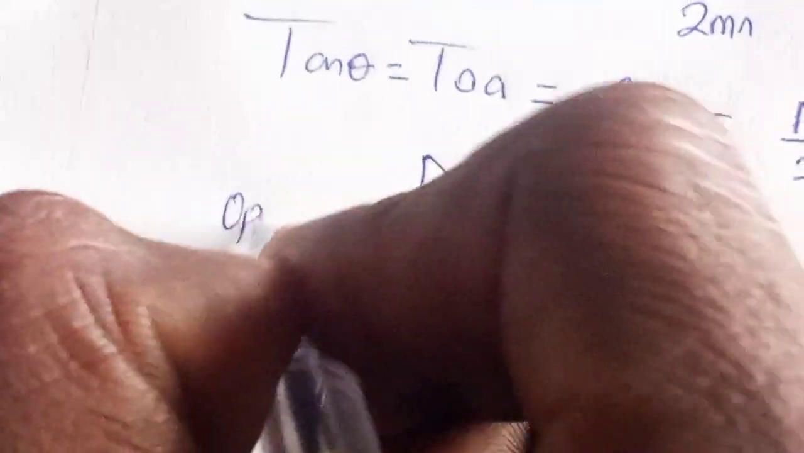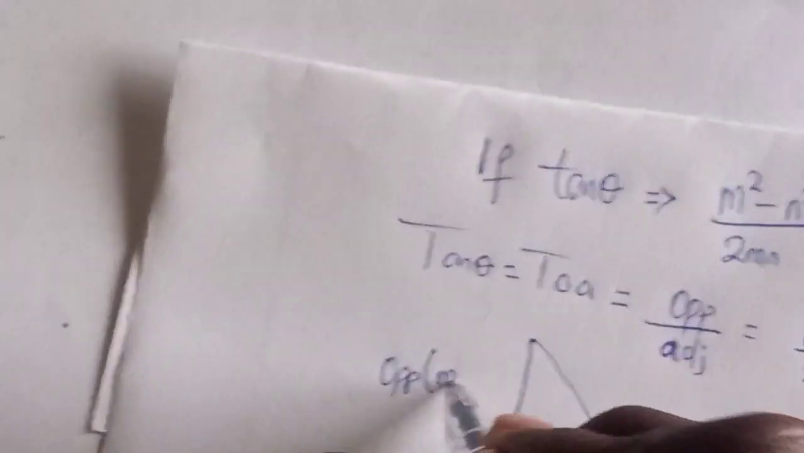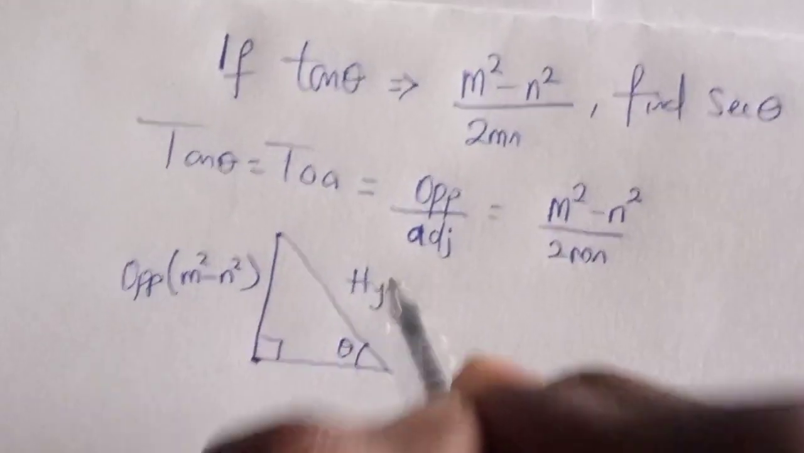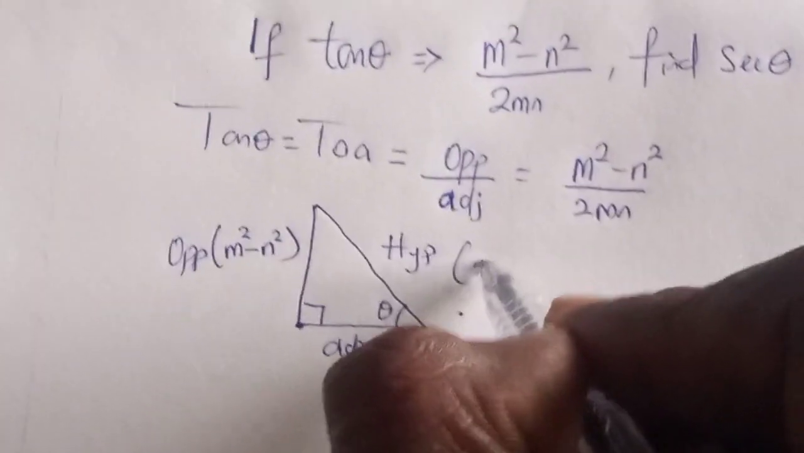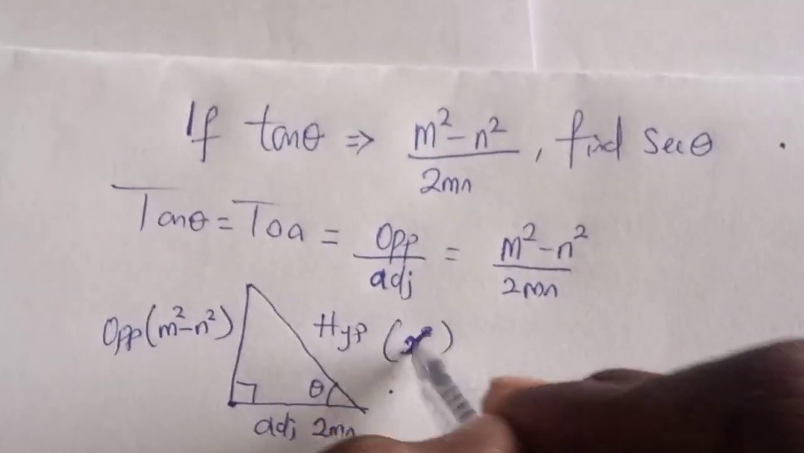Then, drawing the right-angle triangle, we have this type. The side opposite the angle theta is m² minus n². These are the hypotenuse and these are the adjacent. Our adjacent is 2mn. The hypotenuse, we don't know, so let's just say x. It is unknown for now.